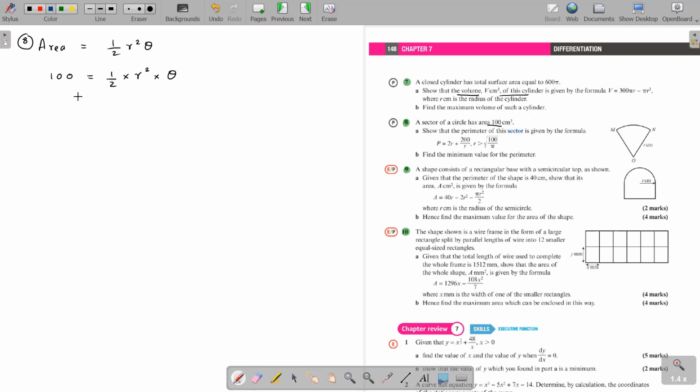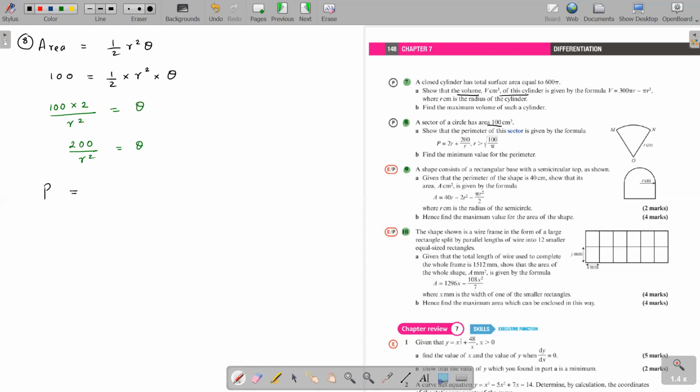Otherwise, if you're not sure, you can leave it and go for the next part. Write the perimeter and then see which variable to remove. When I look at the perimeter equation, it's only given in terms of r. So they remove the theta. So I'll make theta the subject here. 100, the half, the 2 goes up over r square equals theta. So 100 times 2 is 200 over r square equals theta. Is that okay? So now let's write the equation for perimeter.